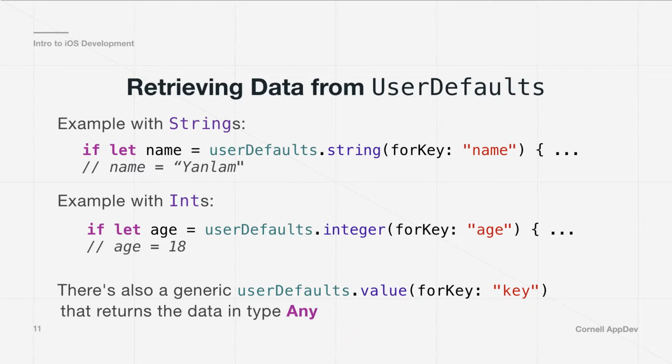But there's also a generic UserDefaults.value(forKey:) that we can use, and that just returns a data type of Any. What we want to use is string and integer if we know for certain that the value is a certain type. Otherwise, if we have Any and we want to manipulate or update the data, we will have to do some typecasting or type checking.